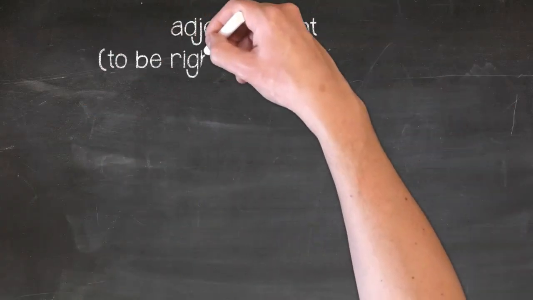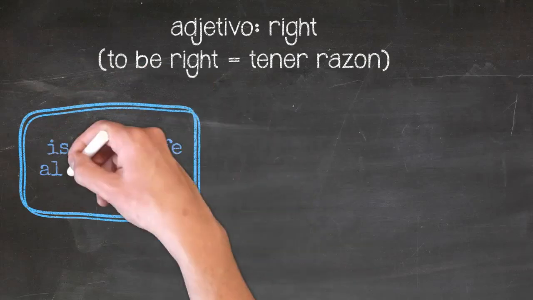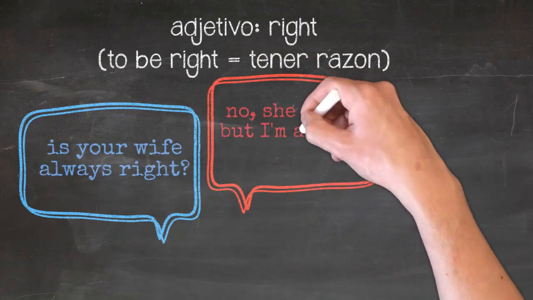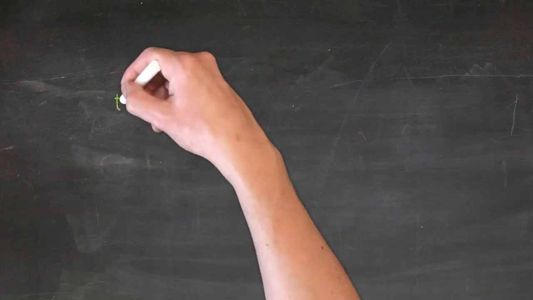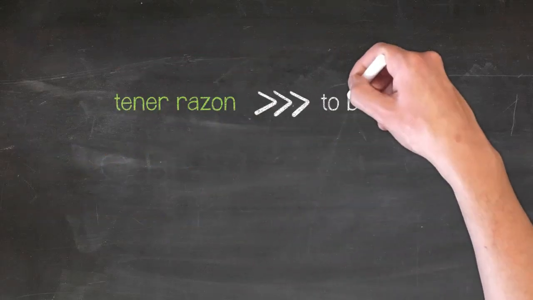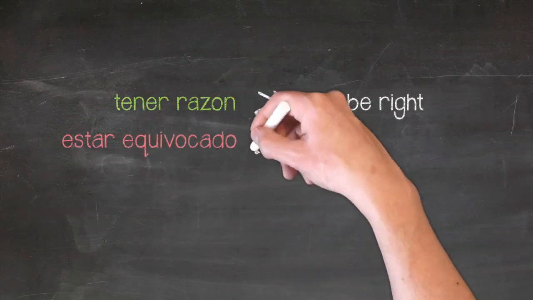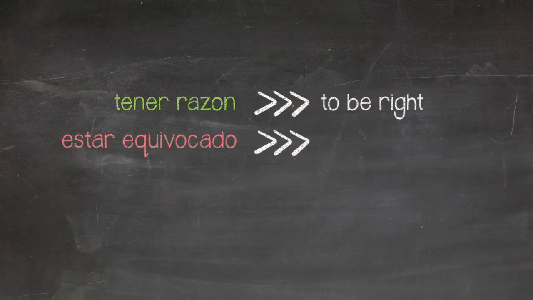Con right. To be right es tener razón. Is your wife always right? No, she isn't, but I am always right. Ha ha ha. Si tener razón es to be right, ¿qué es estar equivocado?